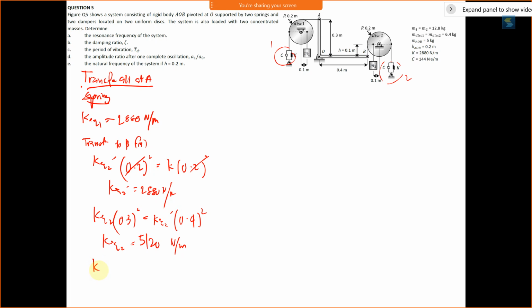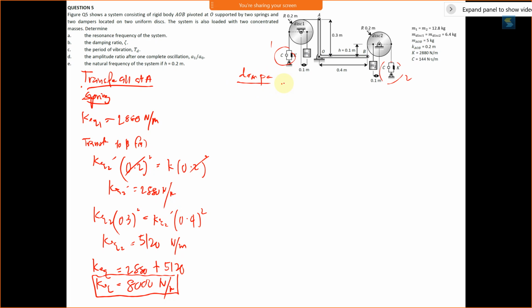So K equivalent total sama dengan 2880 plus 5120. So K equivalent equals to 2880 plus 5120, 5000. So that is our first value lah. Okay, 5000 done untuk spring. And then kita focus on damper pula. Alright, we focusing on damper.